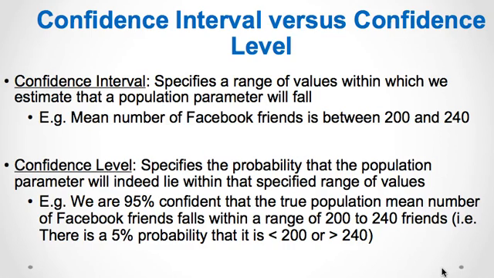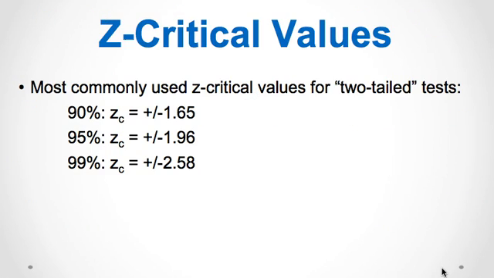So a 95% level of confidence implies that if 100 different confidence intervals are constructed, each based on a different sample from the same population, we will expect 95 of the intervals to include the population parameter and 5 to not include the parameter. The most commonly used z-critical values for what we call a two-tailed test, two-tailed we'll talk about in Chapter 9, are: 90% confidence level, z equal to plus or minus 1.65; 95% confidence level, z equal to plus or minus 1.96; and 99% confidence level, z critical equal to plus or minus 2.58.